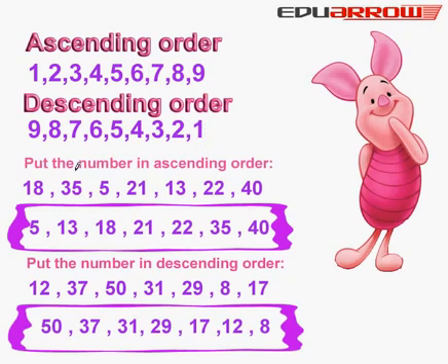Now we take some examples. Put the numbers in ascending order. In ascending order, we put the lowest number first. So in this group, 5 is the lowest number. After that, we take a higher number. 13 is higher than 5.